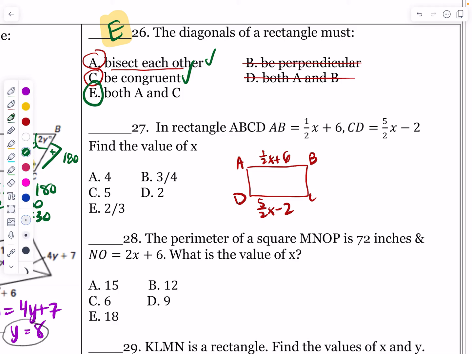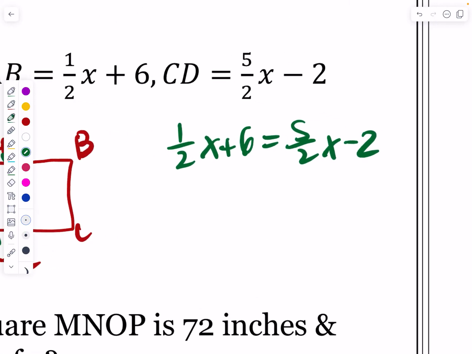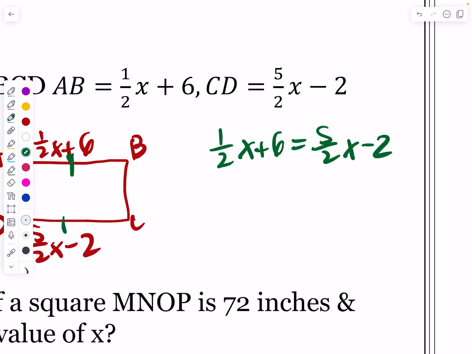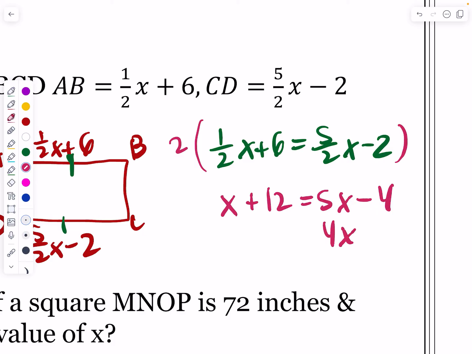So what do we know about the opposite sides in a rectangle? Those are going to be congruent to each other. So I can set 1/2 x plus 6 equal to 5/2 x minus 2. I could easily turn those into decimals if I wanted, or I could just multiply this entire thing through by 2 since those have common denominators. So that's what I'm going to do. I'm going to multiply this whole thing through by 2, and that's going to give me x plus 12 equals 5x minus 4, and I'm going to get 4x equals 16, so x is going to be equal to 4.